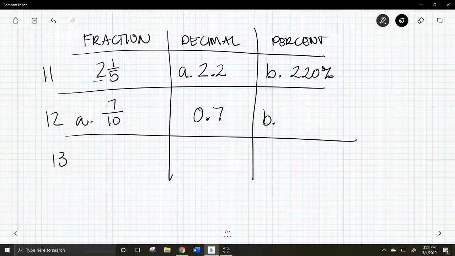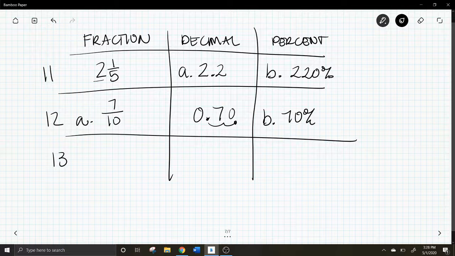Then remember to go from decimal to percent. We move our decimal over 2 places, so that would become 70%. Okay, so that's number 12.